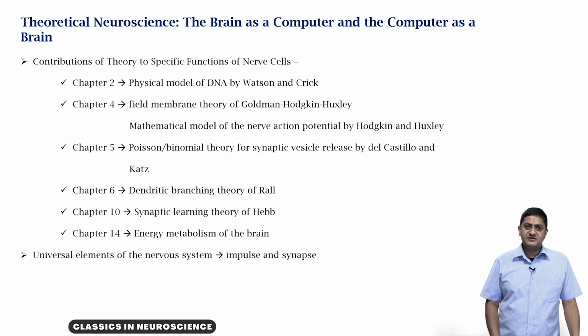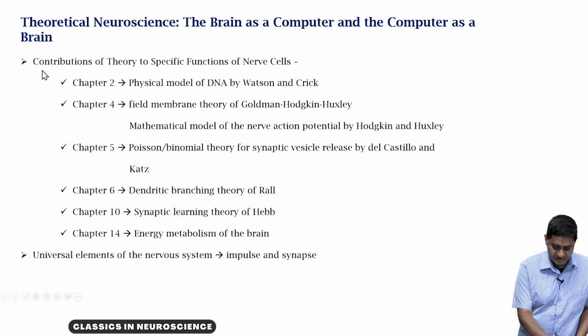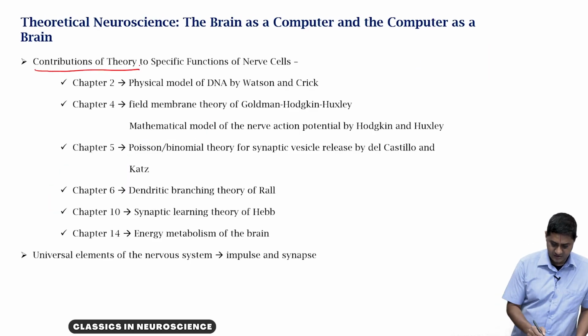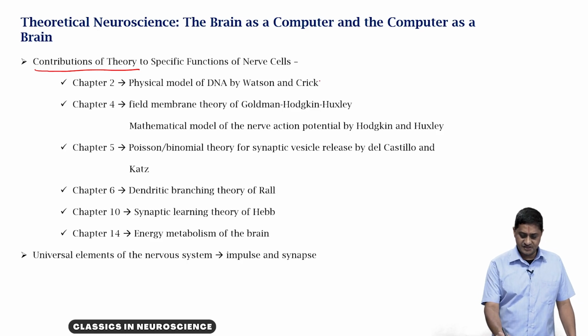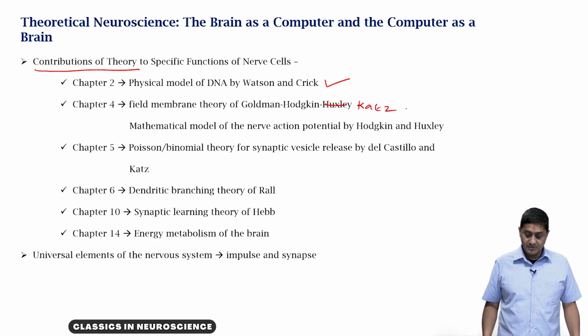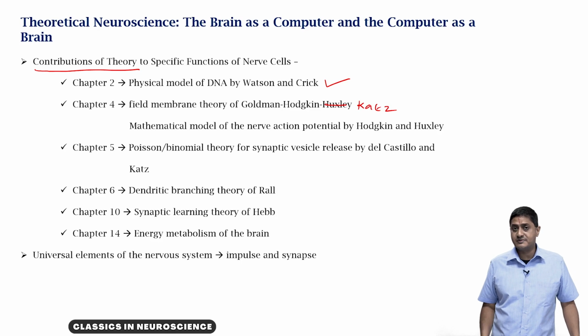In the last few weeks, we have seen how the understanding of specific functions of neurons or the neuronal system has been improved by theory. What is the contribution of theory? For example, in chapter 2, we looked at the physical model of DNA by Watson and Crick. In chapter 4, the field membrane theory of Goldman-Hodgkin-Katz, the Goldman-Hodgkin-Katz equation, and the mathematical model of the neuronal action potential by Hodgkin and Huxley.